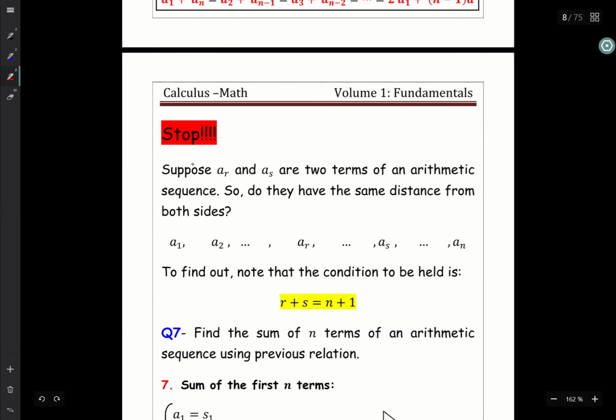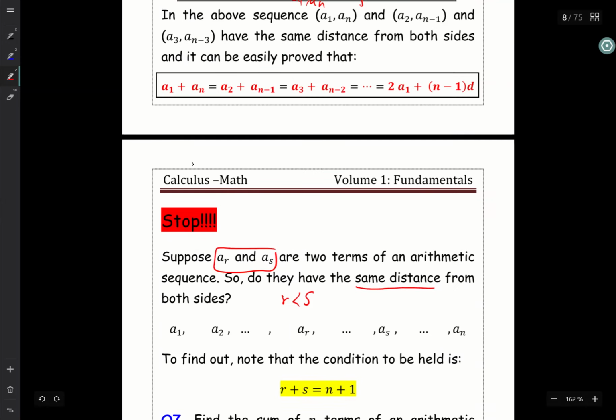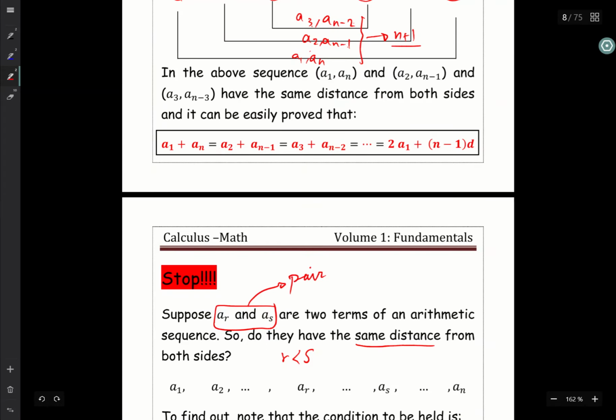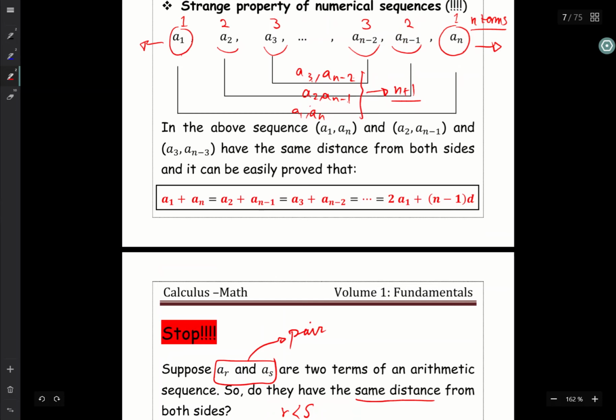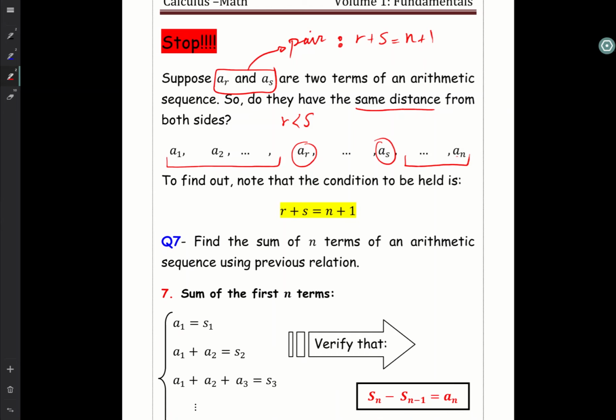Now suppose AR and AS are two terms of an arithmetic sequence. Do they have the same distance from both sides? Let's assume that R is less than S. In order for these to have the same distance, AR and AS must be a pair in the general pairs that we discussed: a1, an, a2, an minus 1. And the property of these equidistant pairs was that the sum of the indices was n plus 1. So if I have AR and AS, and I want to make sure that the number of elements before AR is equal to the number of elements after AS, this is the distance, they have to satisfy R plus S equals n plus 1.